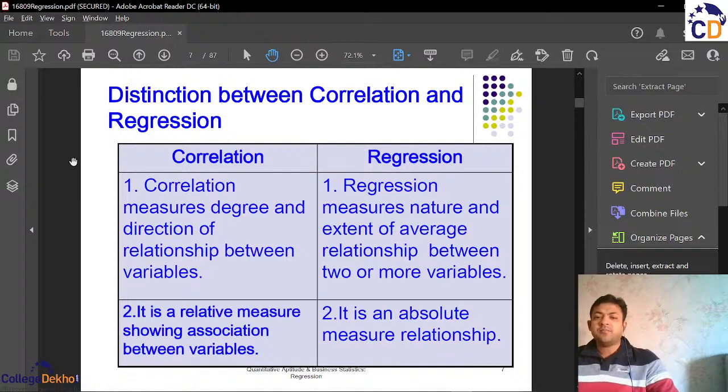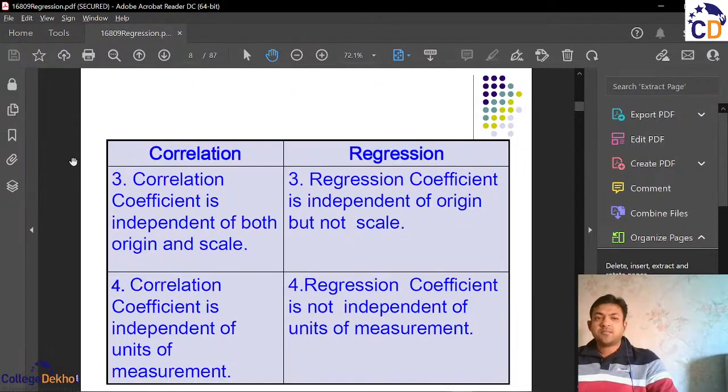Regression, on the other hand, is an absolute measure of the relationship. By that we mean when we put in the value of x, we'll get a value of y. In case of correlation, we only get whether they are connected or not, or whether they are strongly or weakly correlated. Okay.